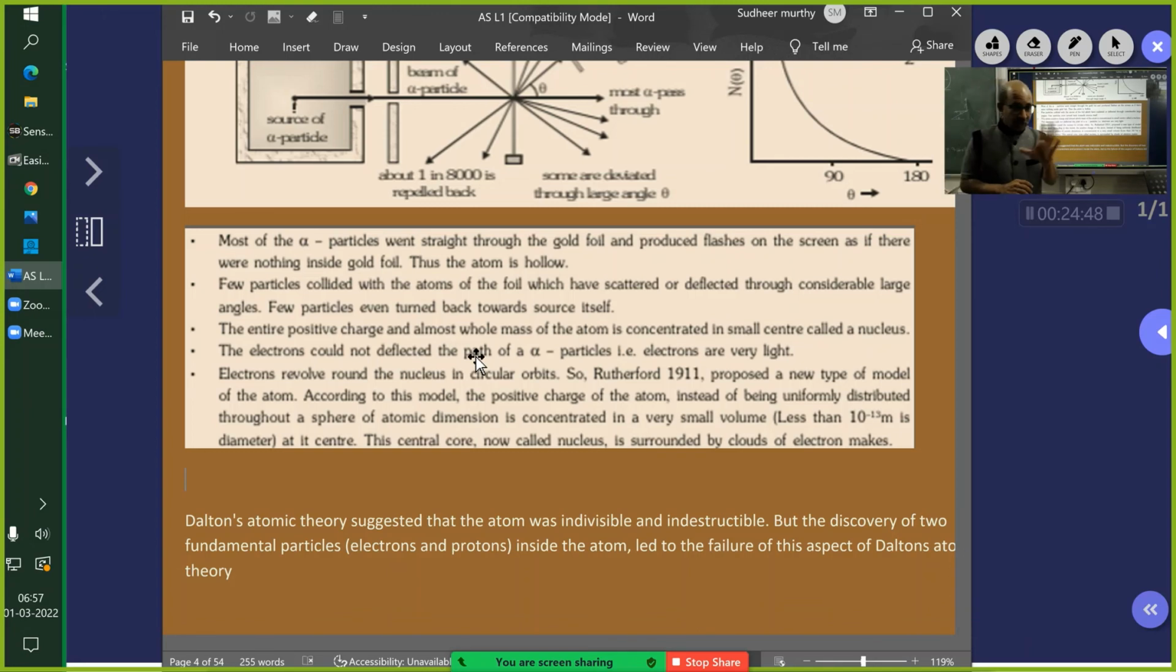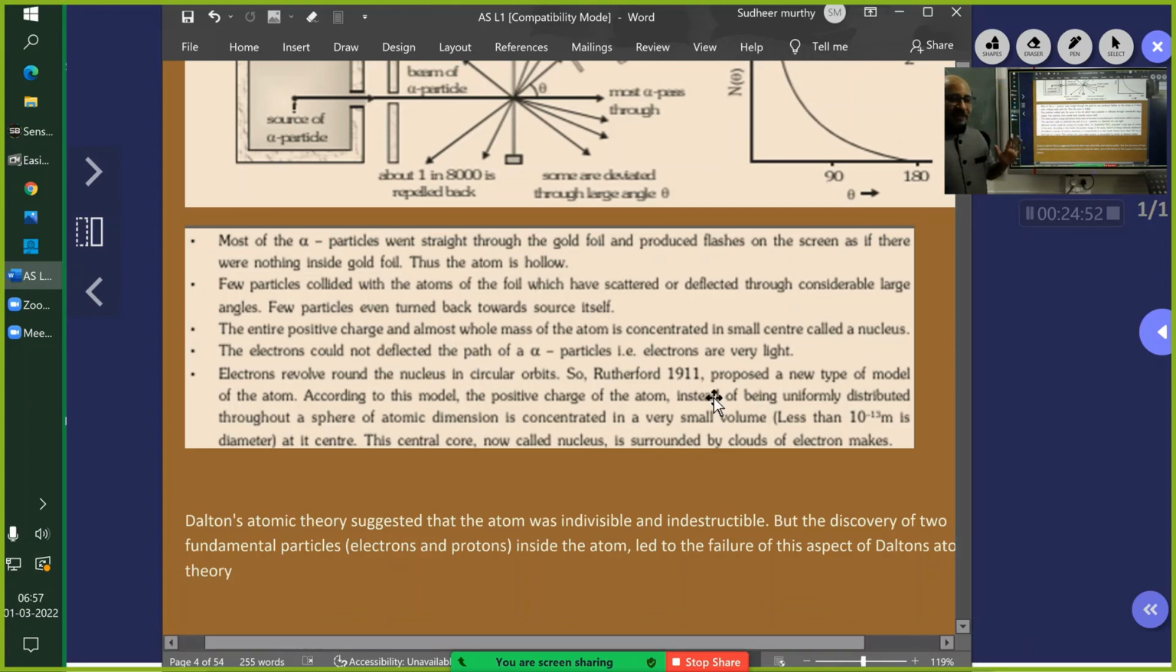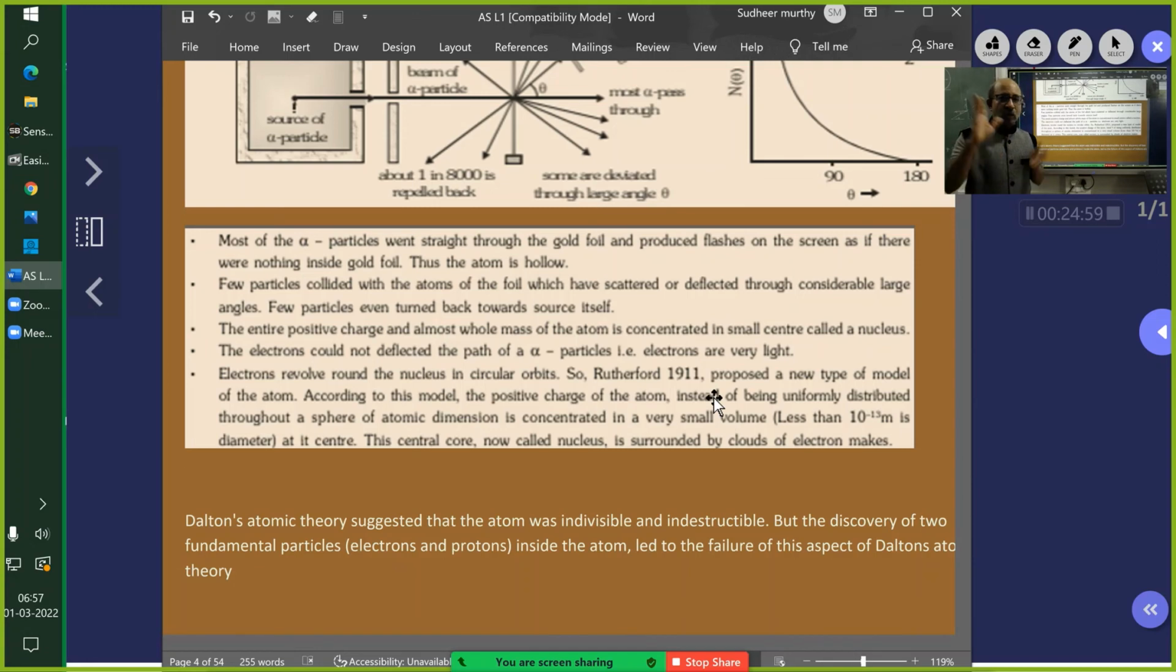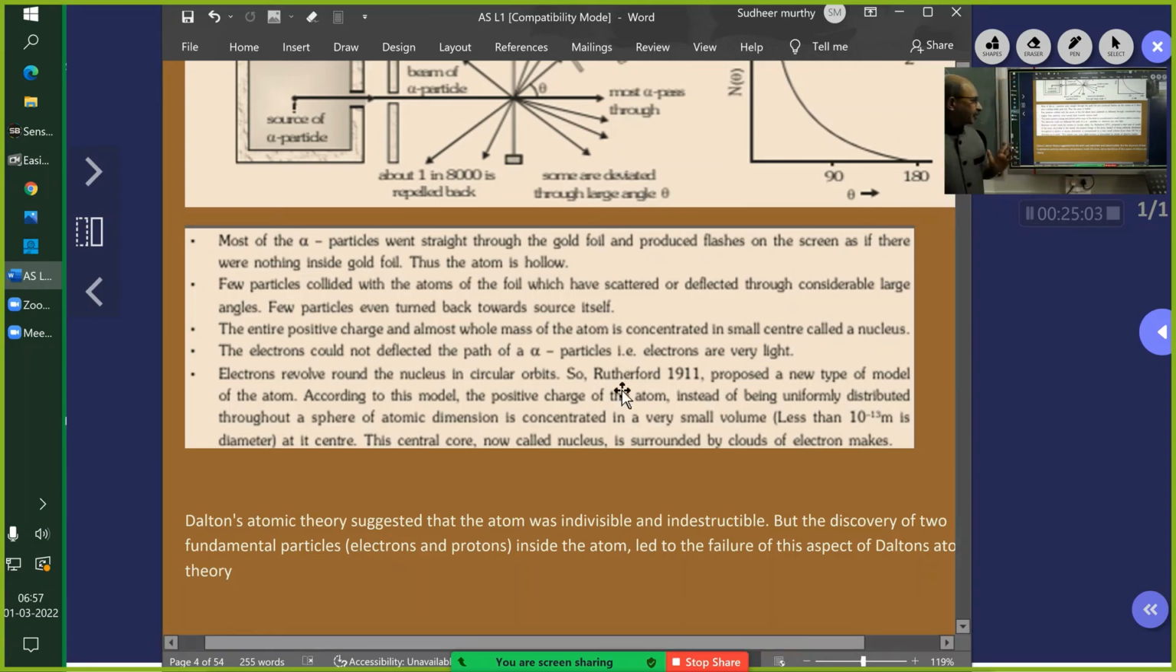Of course, neutrons were not yet discovered. The only thing is, they were able to say most of the atom is hollow, and in the nucleus you have positive charges, and it is massive. That's what we say. So Rutherford in 1911 proposed a new type of model of the atom.